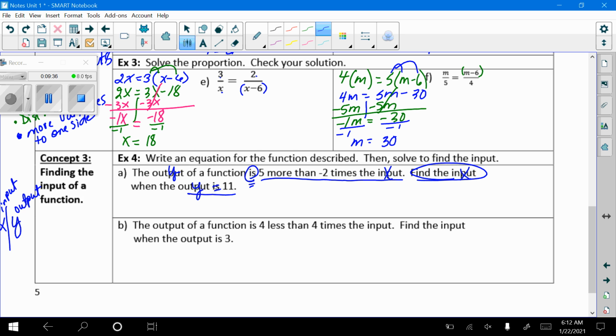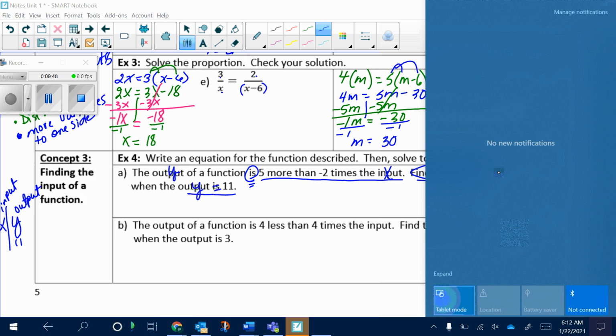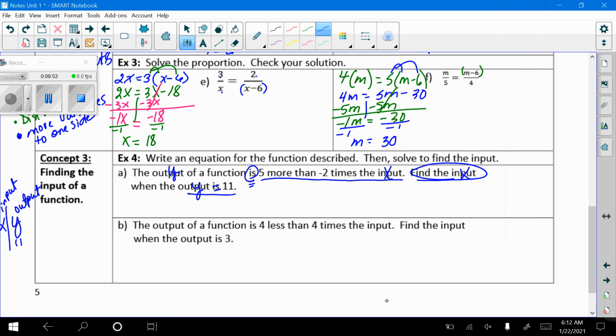So find the input, find the x, when the output, y, equals 11. So I'm telling you that y is 11. I want to know what x is. So let's write our equation. First of all, we know that y is the output. So I'm going to say y is equal to 5 more than negative 2 times the x. So 5 more means I'm going to add 5 to negative 2 times x, so negative 2x.